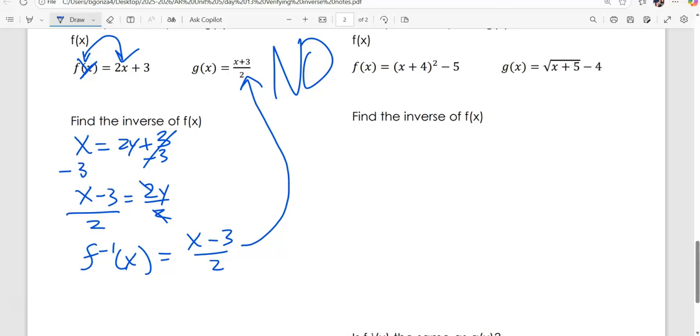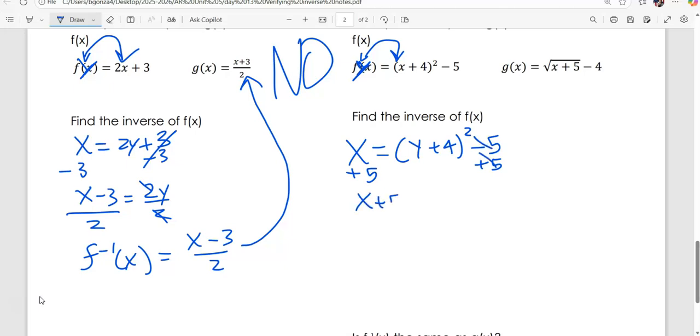So let's do it again. This is really y. Switch x and y. So you get x equals y plus 4 squared minus 5. You got to do each step in order, okay? So the loner, the minus 5, goes first by adding 5, adding 5. X plus 5 equals y plus 4 squared. So far, it kind of looks like it could match. How do I get rid of the squared first? Opposite of square is square root. Square root of all of it.